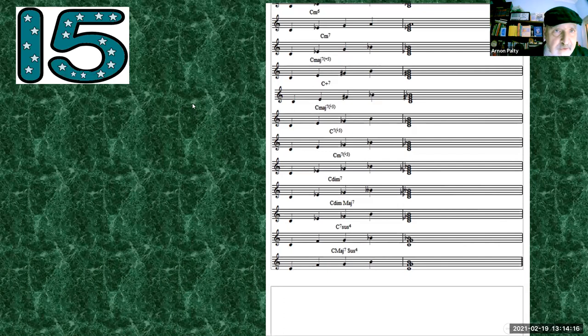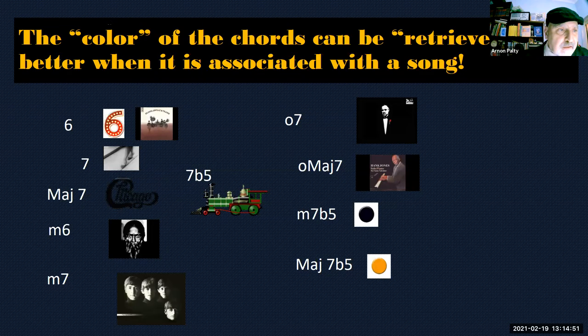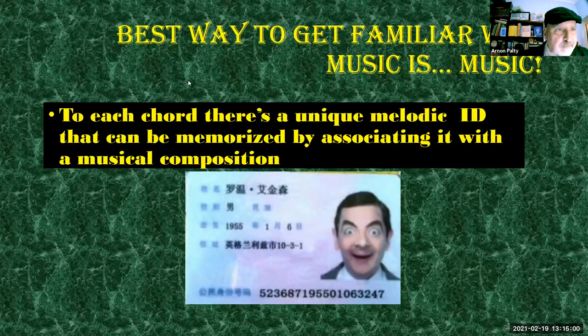Okay, best way to get familiar with music is music. That we know. We all memorize tunes, either for a gig or when we were kids, we memorized stuff. The more you memorize, the better memory you have. That's another thing, okay? Okay, sorry about that. Okay, to each chord, there is a unique melodic ID that can be memorized by associating it with a musical composition, okay? I'll just give you some examples.